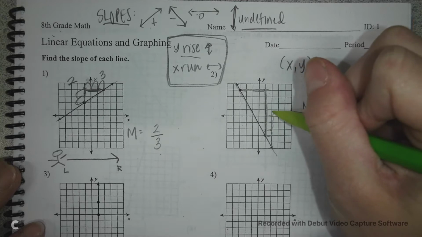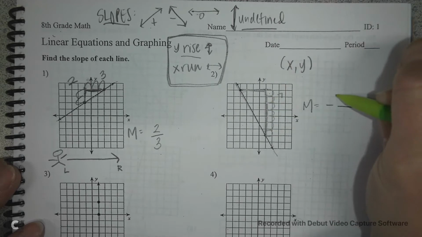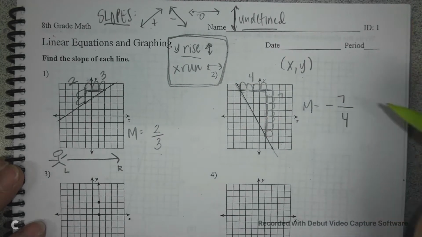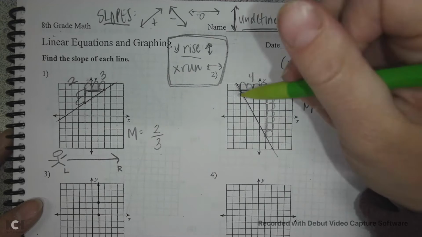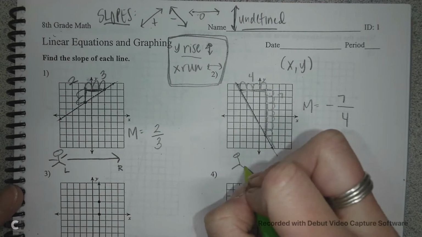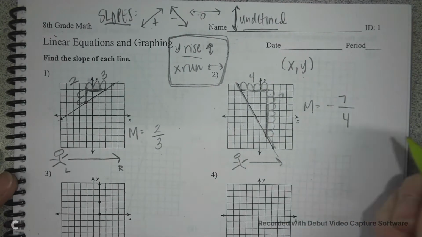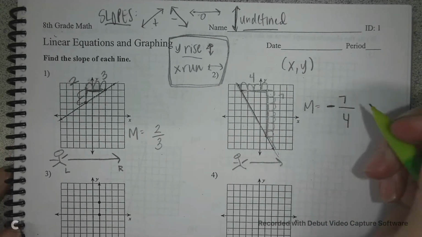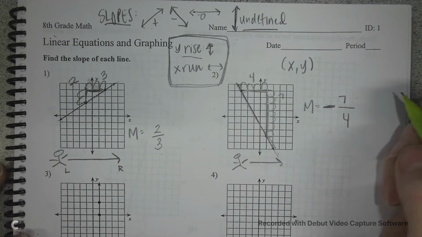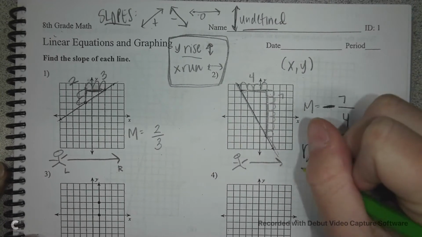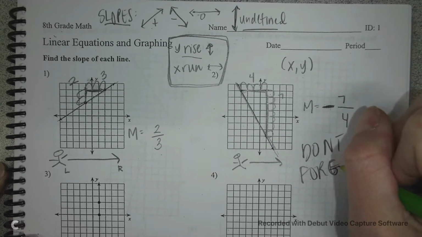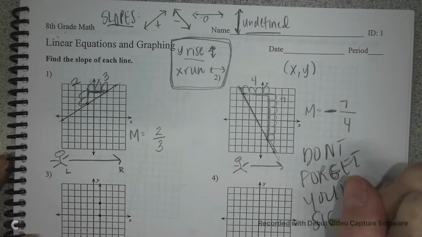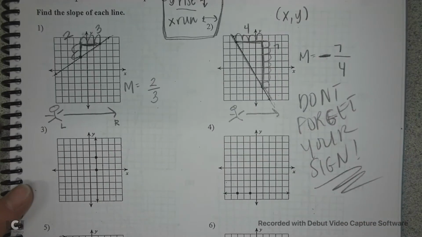1, 2, 3, 4, 5, 6, 7 over 1, 2, 3, 4. This cannot reduce, so we keep it the same. And again, since it's decreasing, because when we move from left to right across our graph we're going downhill, we need a nice negative for this slope. That's what students always forget, the nice negative. Please do not forget your nice negative. Don't forget your sign. Whether it's a negative or a positive, please be careful.